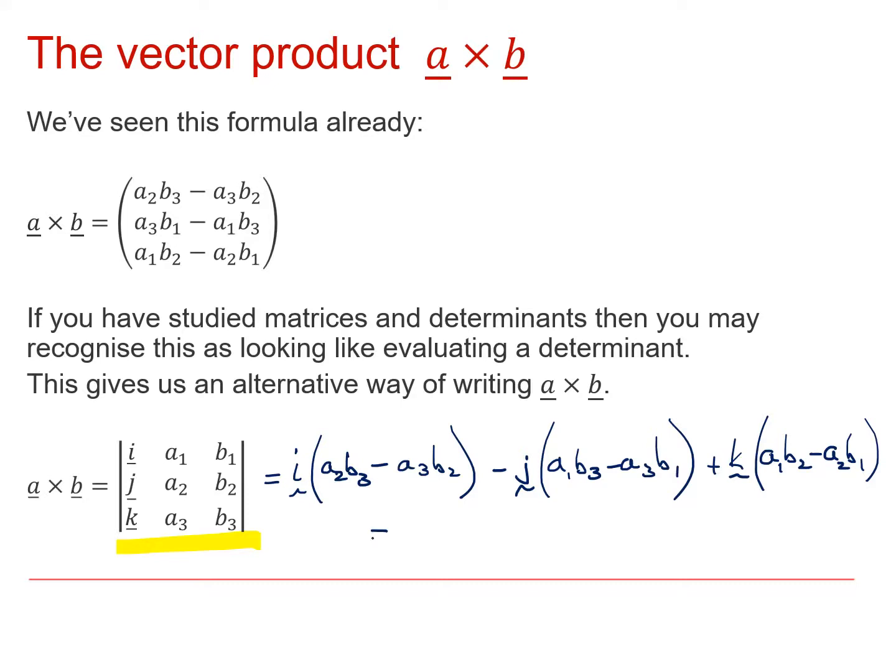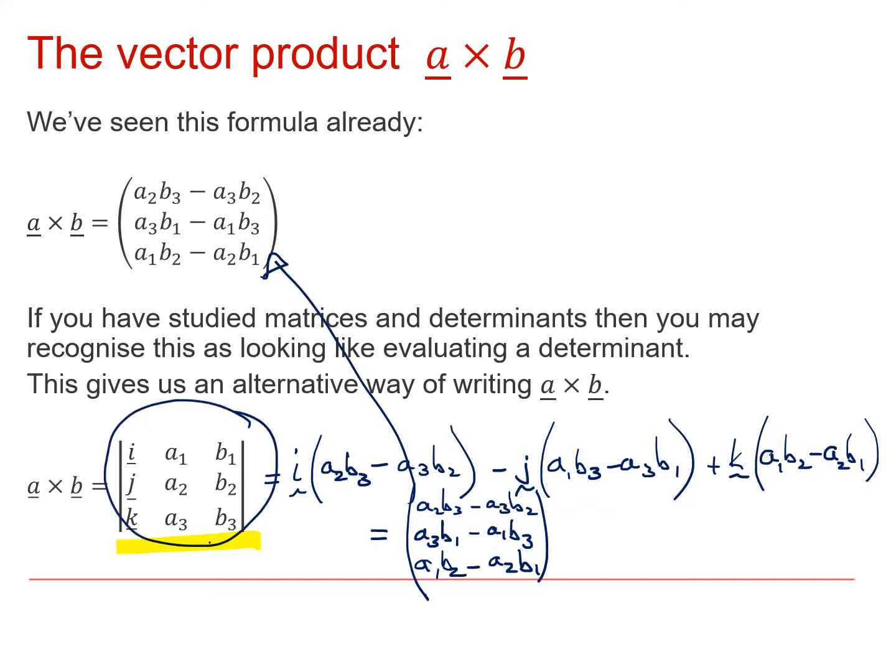And if I write that as a column, I get A2B3 minus A3B2. And then for the middle one, this minus sign will flip this round, so it's A3B1 minus A1B3, and finally A1B2 minus A2B1. And you'll see that those two are actually the same. Now this notation can be easier to remember if you're familiar with determinants.